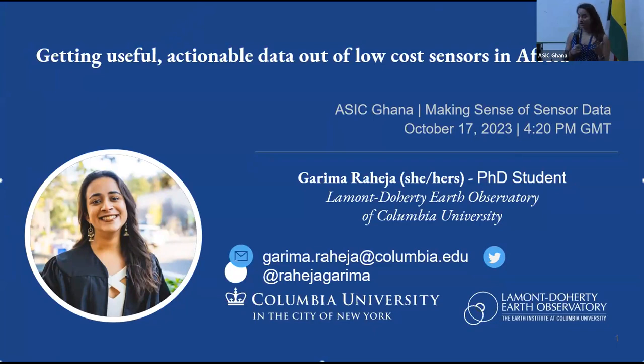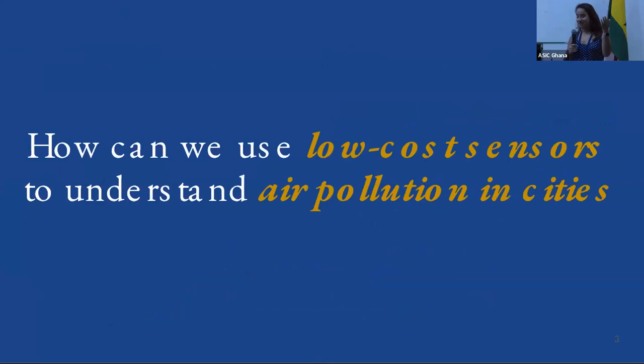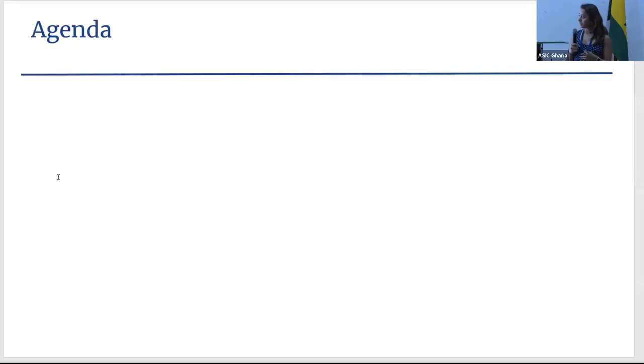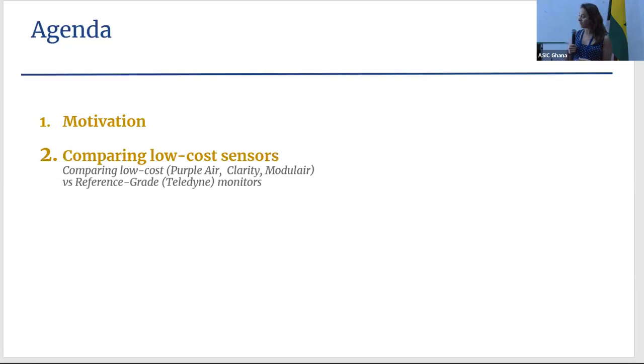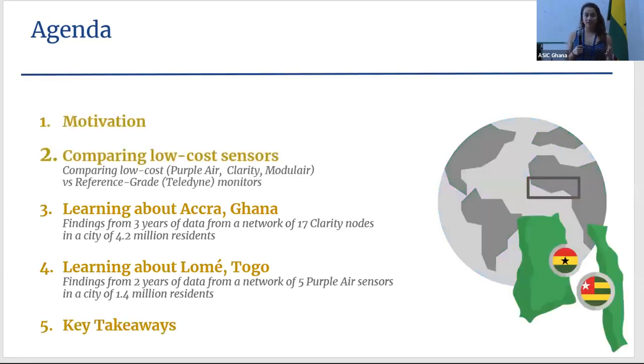The goal overall is to understand air pollution in cities, but we want to use low-cost sensors to do it, and we want to make sure we can do it around the world, not just in one place. So the techniques we develop should really be transferable. What we're going to talk about today is the motivation and comparing the sensors. Then we'll talk specifically about two cities: one is Accra, Ghana, and Lomé, Togo will be the other one. And then finally, we'll talk about some key takeaways and the next steps in this work.